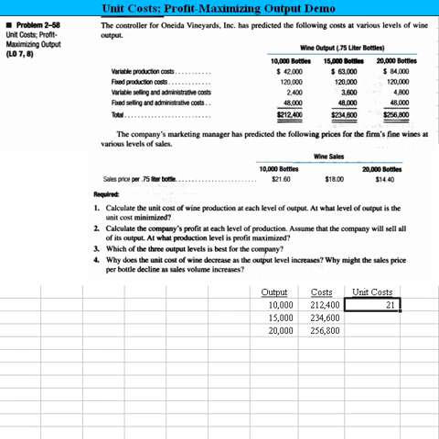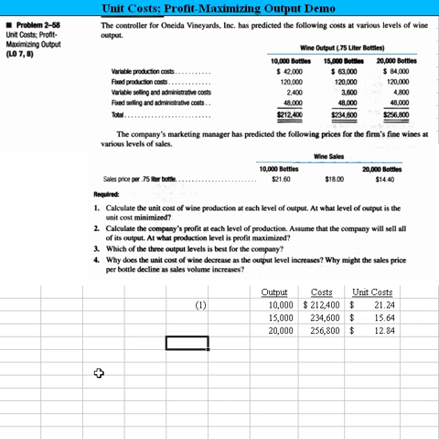Now in this case, let's put a dollar amount on that, and we can copy that formula down. We probably ought to put a dollar amount on this, get rid of the decimal places, and we've now solved part 1. Okay, that's the unit cost price at various levels of output.